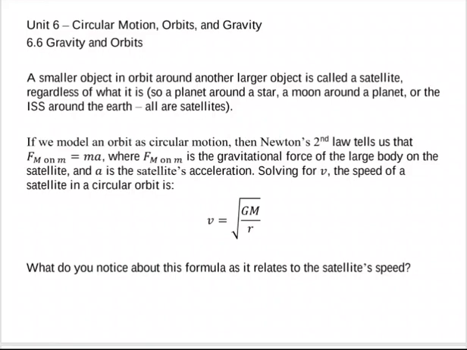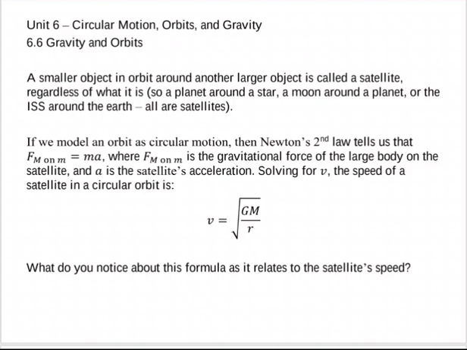Right. So section 6 is gravity and orbits. So we're talking about space, which is great. A smaller object in orbit around another larger object is called a satellite. So a moon around a planet would be a satellite. A planet around a star would be a satellite. A satellite around the Earth would be a satellite. The International Space Station is a satellite. Those are all satellites. Anything orbiting something else that's larger than that thing is a satellite.